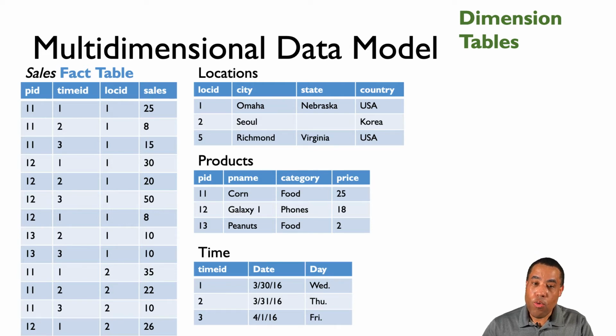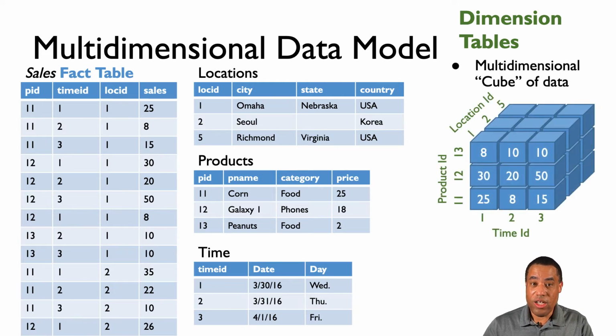Okay, so now what we can do is think of our data as a multidimensional cube of data. So we have one dimension, which is the location. We have another dimension, which is the product. And we have another dimension, which is the time. And you can really think of this much more broadly as a hypercube if we have many more dimensions, which in practice, in your multidimensional model, you're going to have many, many more dimension tables.